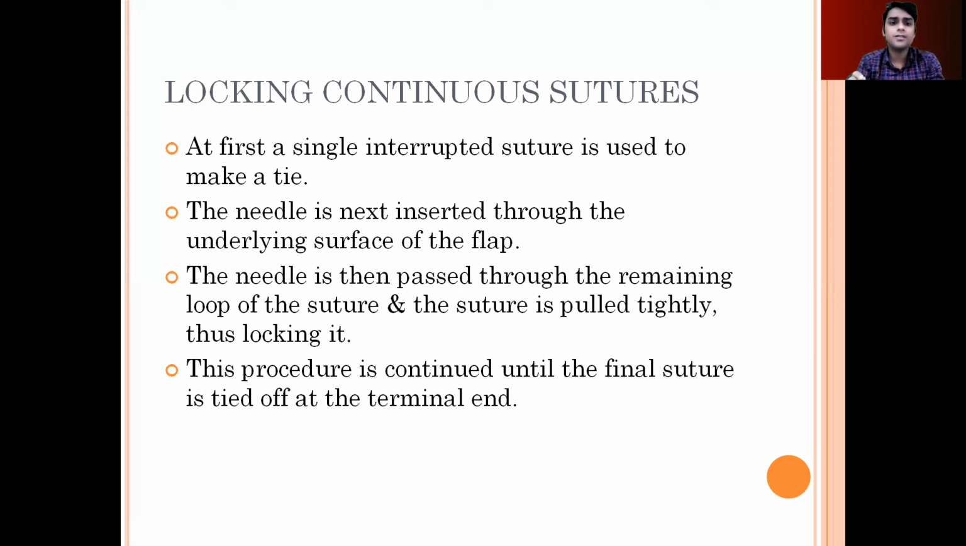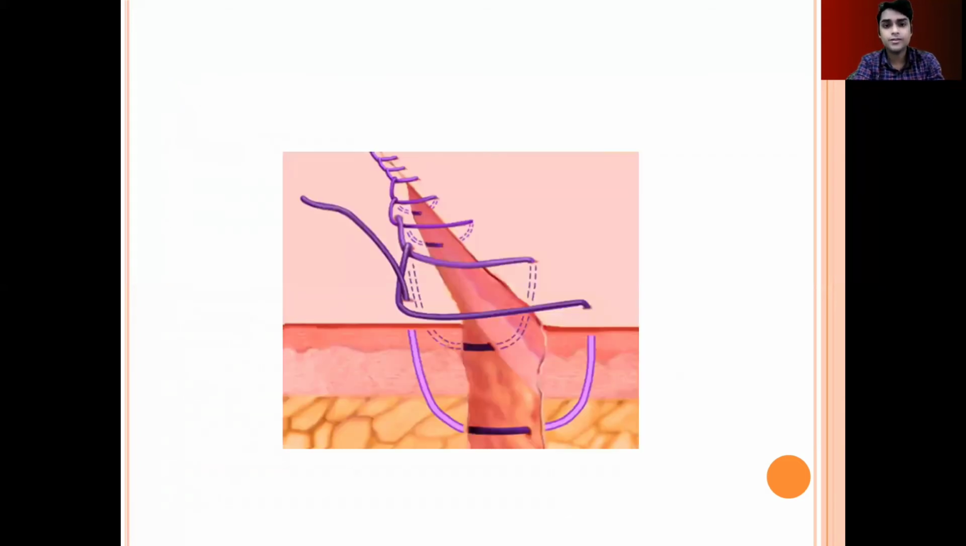The needle is inserted through the underlying surface of the flap. It is then passed through the remaining loop of the suture, and the suture is pulled tightly, thus locking it, hence the name. This procedure is continued until the final suture is tied off at the terminal end. This is an image of the locking continuous suture.